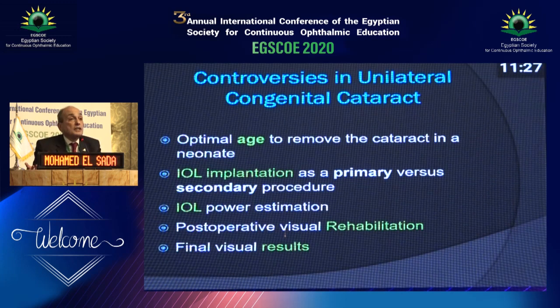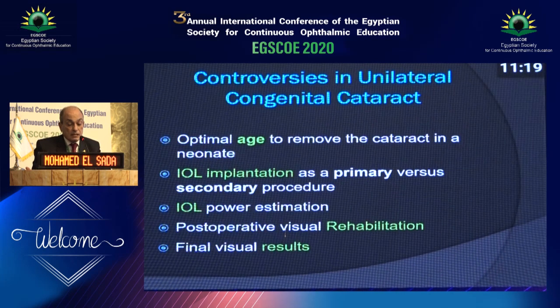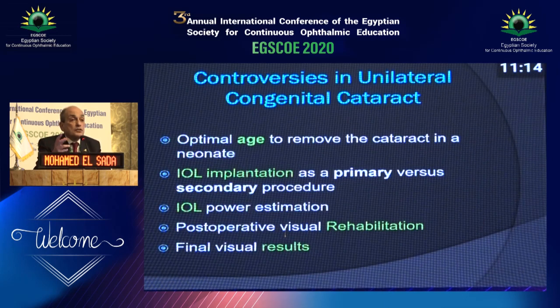The postoperative visual rehabilitation, as we will see, has very many disagreements. How to rehabilitate a unilateral cataract is different from the rehabilitation of bilateral cataract. And the final visual results are different. The final visual results of bilateral cataract today are fantastic. You can get very good results.